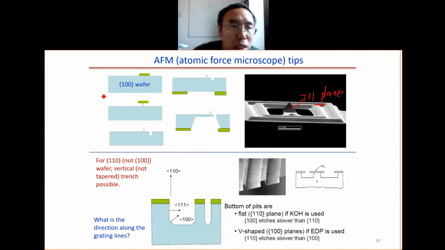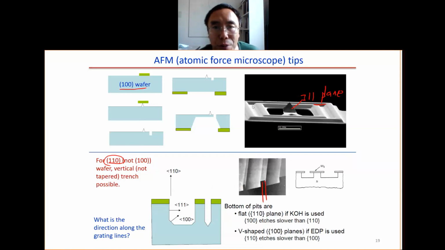So this is the 100 wafer. When we use a 110 wafer, if the grating line is well aligned, we can etch vertically. We can etch very, very vertically. We can actually get something like this. You can keep etching and get very, very nice anisotropic etching.